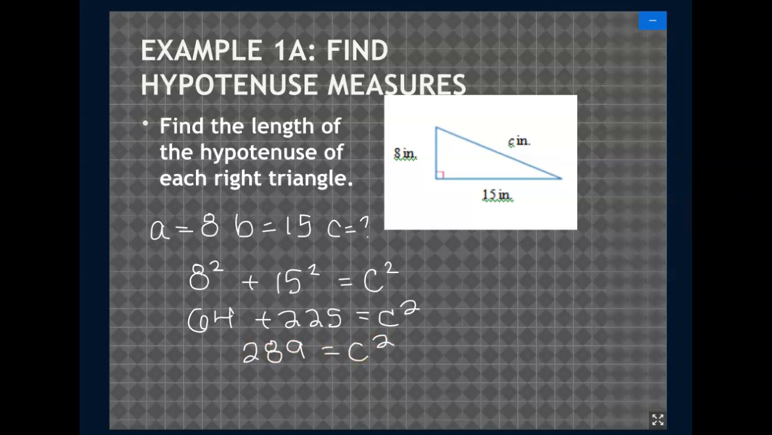289 is also a perfect square. So in order to solve for C, because I don't want C squared, we square root both sides. When you use the Pythagorean theorem and you square root those sides, you do not include a plus or a minus because length can't be negative. So the square root of 289 is 17.